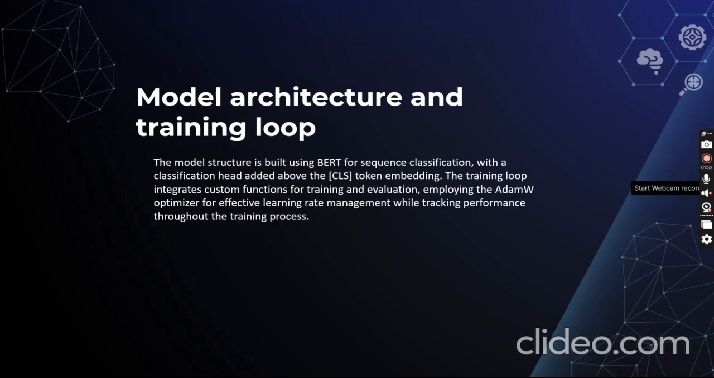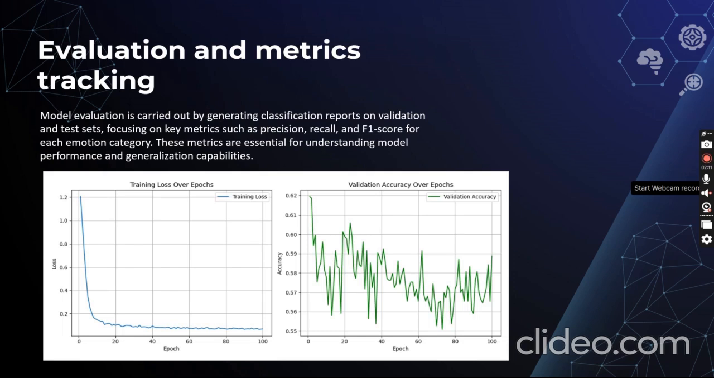So the model architecture and training loop: it is built using BERT for sequence classification with a classification head above the CLS token embedding. The training loop integrates custom functions for training and evaluation, employing the AdamW optimizer for effective learning rate management while tracking performance throughout the training process. So we can see here the evaluation metrics. Here we used many metrics like precision, recall, and F1 score for each emotion category. So it is essential for understanding model performance and generalization capabilities.